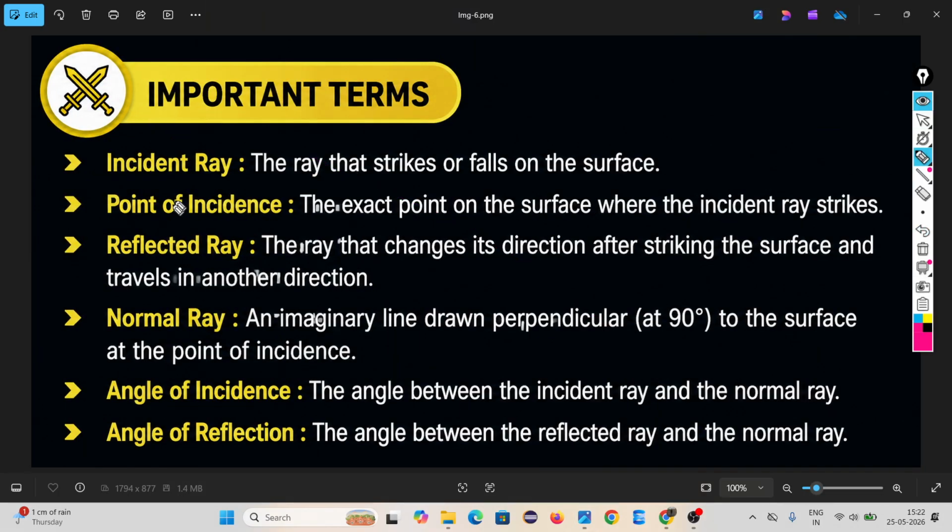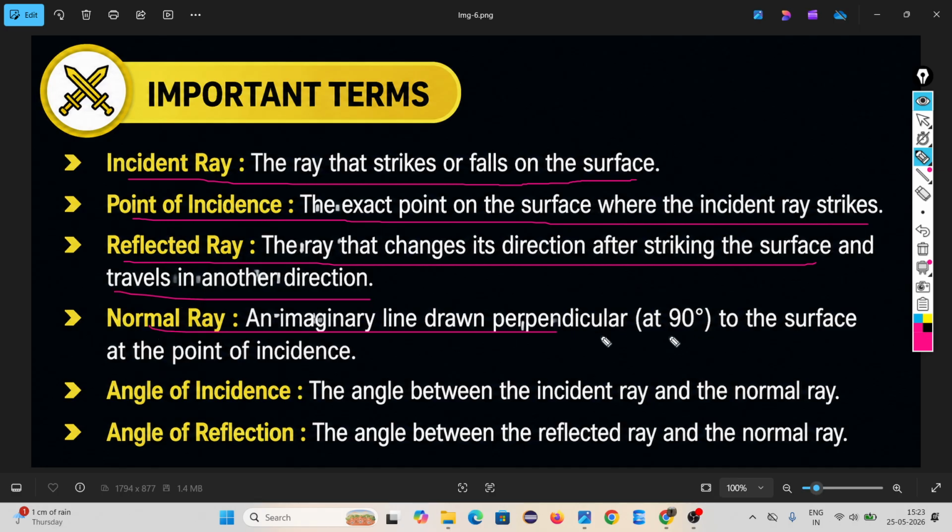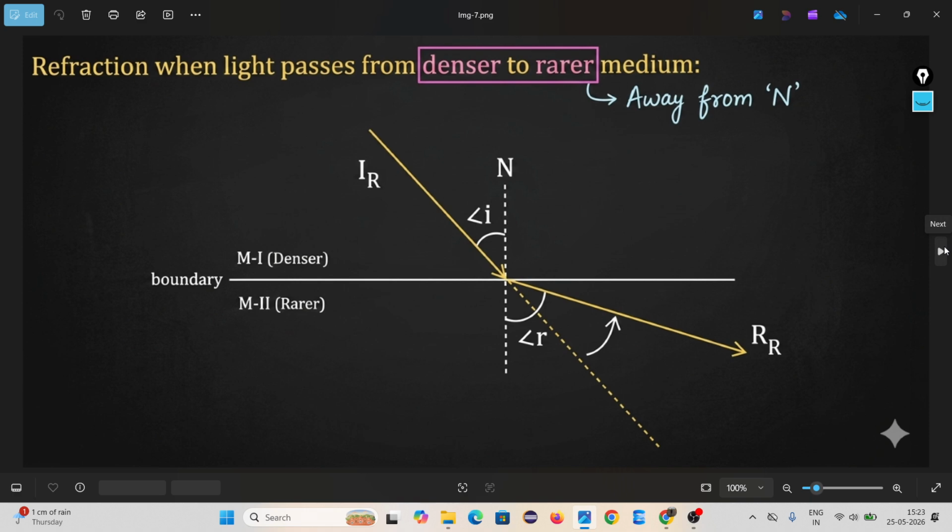Some terms related to refraction. Incident ray: the ray that strikes or falls on the surface. Point of incidence: the exact point on the surface where the incident ray strikes. Refracted ray, normal, angle of incidence, angle of refraction. These are the terms related to refraction.